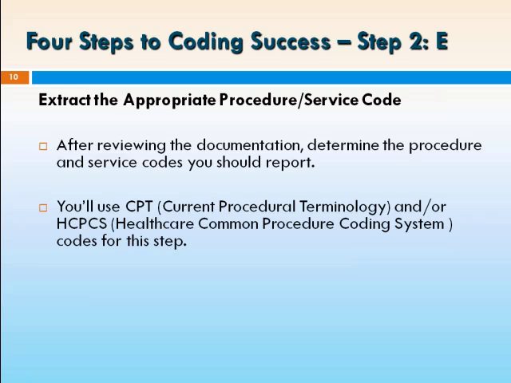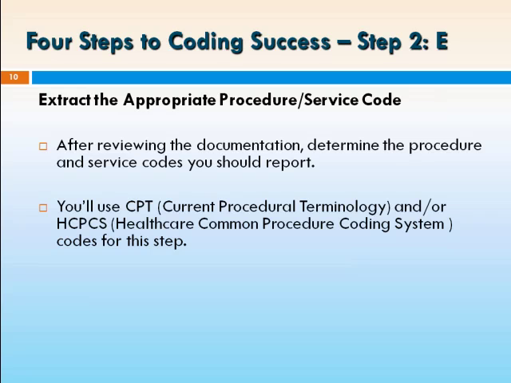So step 2 is the E, extract the appropriate procedure or service code. Once you review the medical record, you move on to step 2, which is extract the procedure or service code. And you have to go back to the documentation, which is step 1, and that's where you find the information. Step 2 involves the CPT or HCPCS codes.